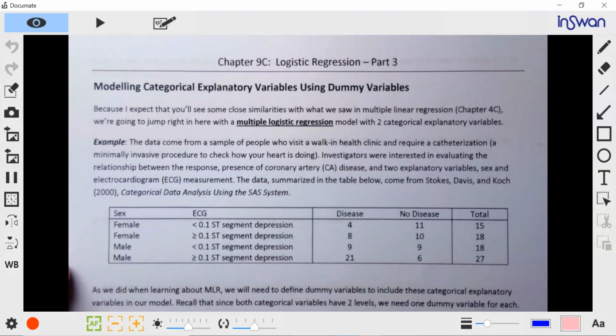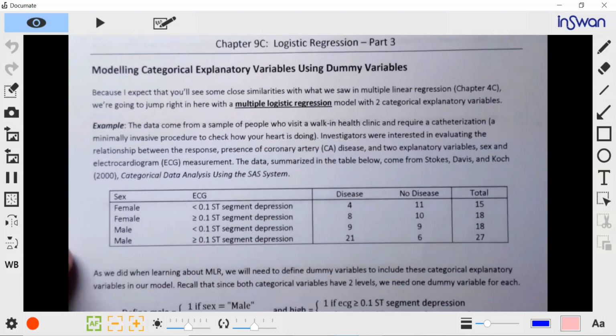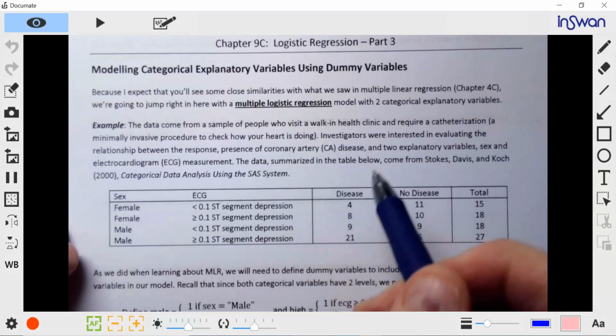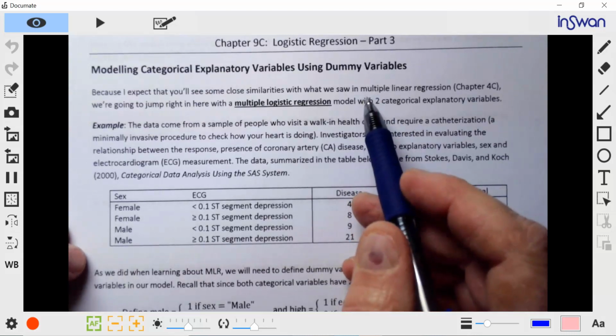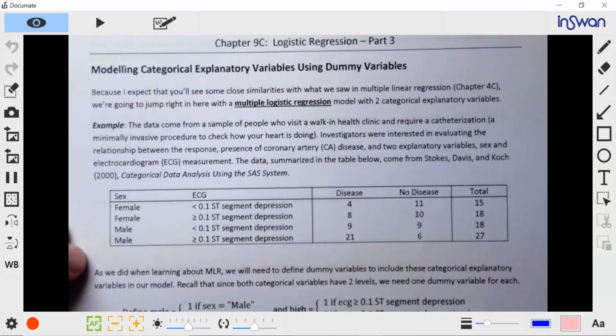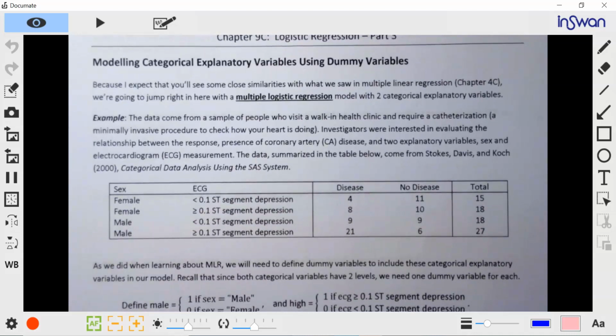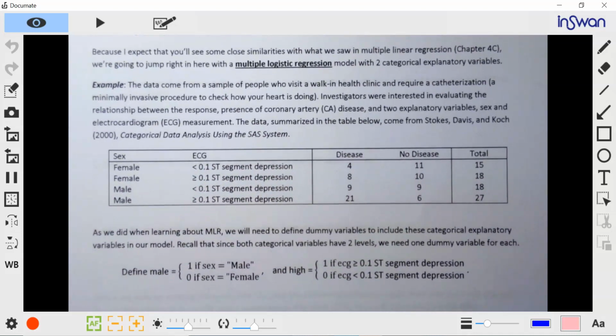So, as I say here, I think you'll see some close similarities between what we're going to do here and what we talked about in Chapter 4C with dummy variables. And so I'm going to actually just jump right into a multiple logistic regression model with two categorical variables. Here's the example I'm going to use.